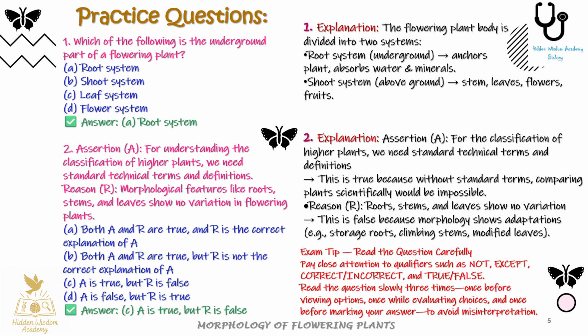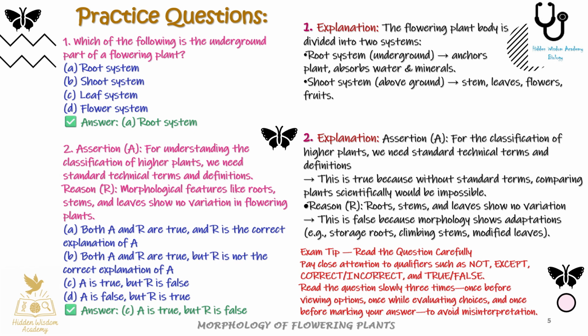Explanation. The body of a flowering plant is divided into two main systems. First, the root system, which grows underground. It anchors the plant and absorbs water and minerals from the soil. Second, the shoot system, which is above the ground. It includes the stem, leaves, flowers, and fruits. Together, these two systems help the plant grow, reproduce, and survive. So, option A is the correct answer: the root system is the underground part of a flowering plant.